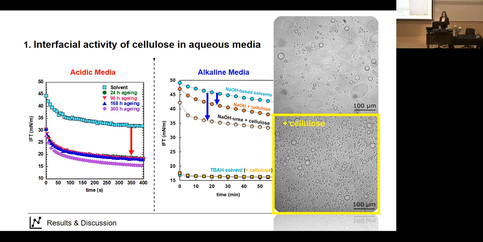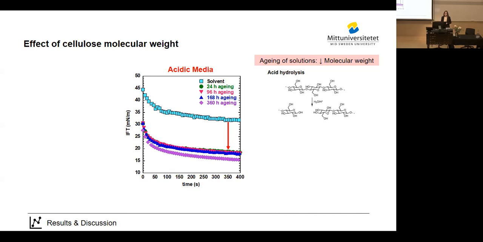But let's now take a closer look into each media. So in acidic media, we have acid hydrolysis of the cellulose chains. This will cleave the chains into shorter chains. And this was used to study the effect of molecular weight of cellulose on the interfacial activity.